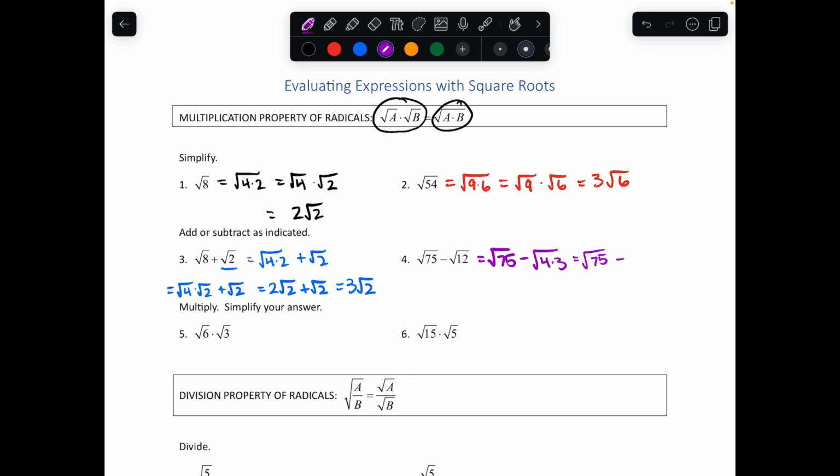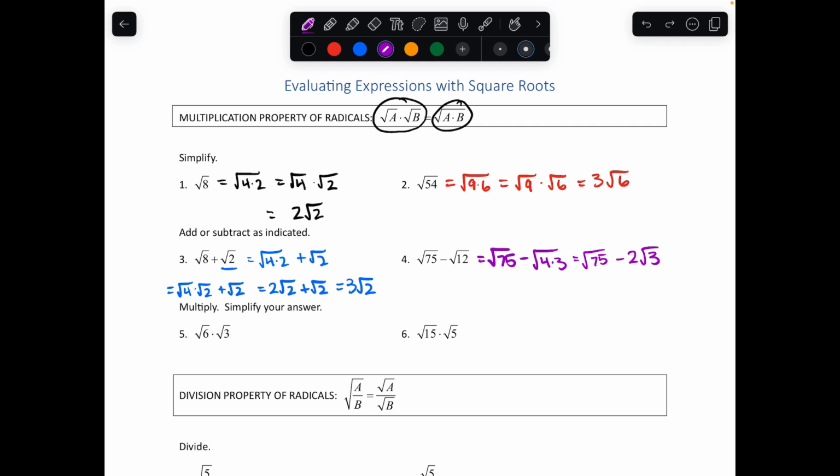So this will be 2 times the square root of 3. So now I'm thinking to myself, all right, this square root of 3 can't be broken down any further. And so I want to rewrite 75 as 3 times something. Well, can I do that? Yeah. We can rewrite 75 as 3 times 25.